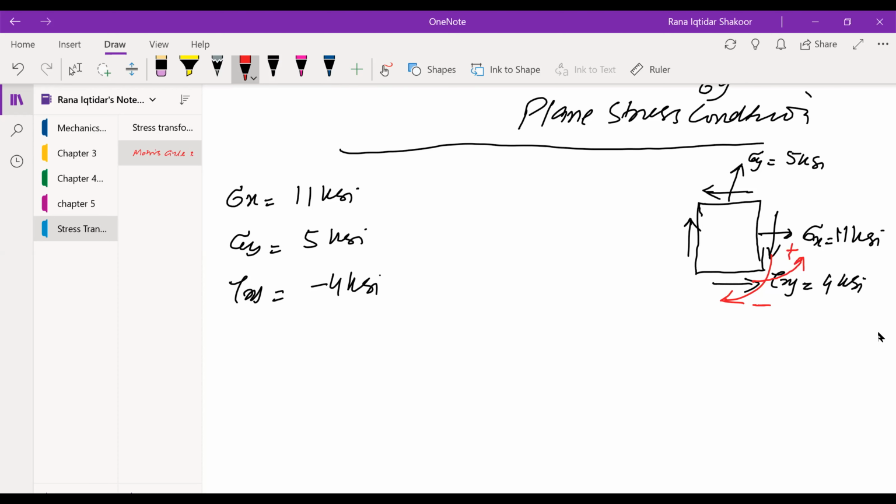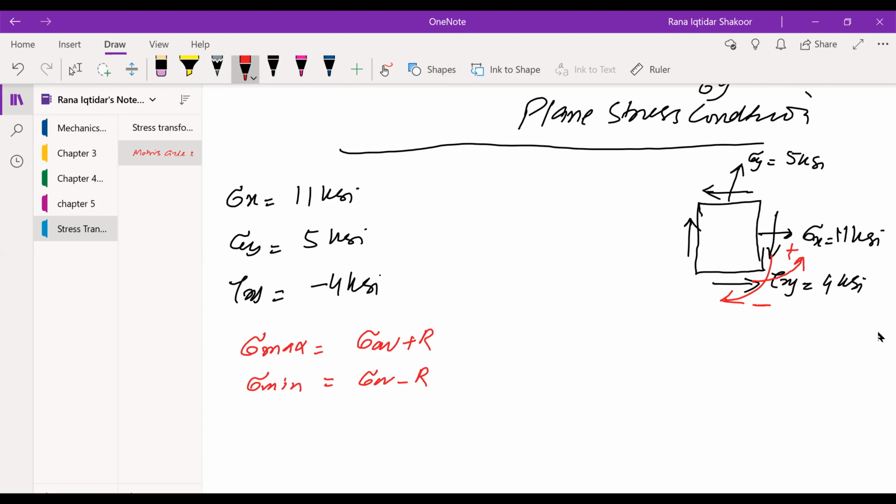So in this particular case, sigma max will be, now before we know that sigma max is basically sigma average plus R, and sigma average minus R for the sigma min value, right?